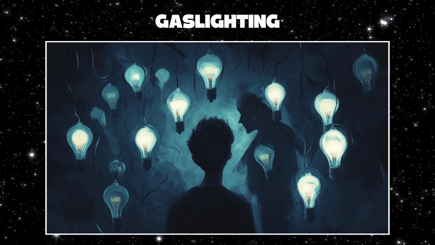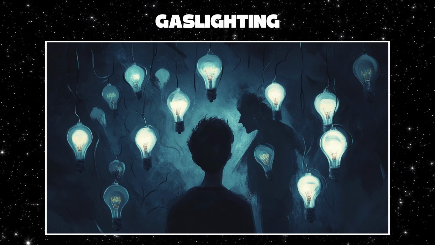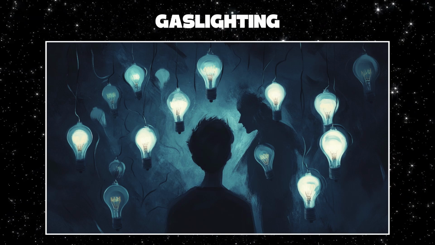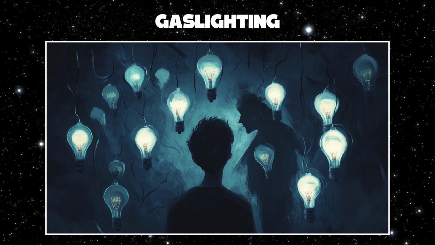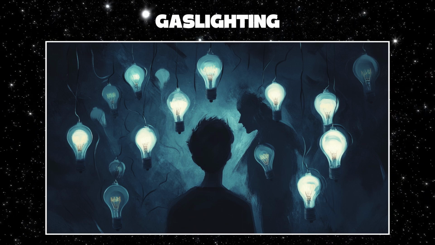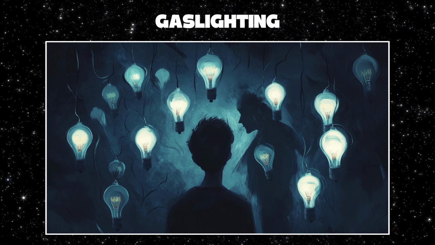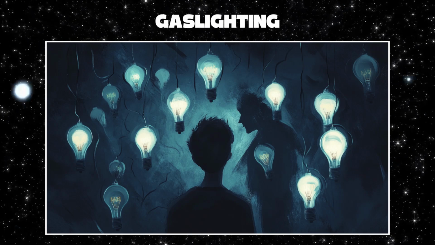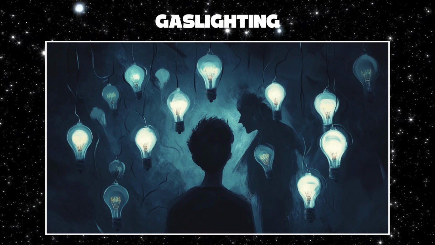The term originates from the play and subsequent film Gaslight, in which a husband makes small changes to the brightness of the gas lights in the house, but then denies these changes to his wife, insisting that she's imagining them. Through this, she comes to believe she's losing her mind. Although it may sound theatrical, this mechanism occurs with disturbing frequency in abusive relationships, toxic family environments, or authoritarian workplaces.